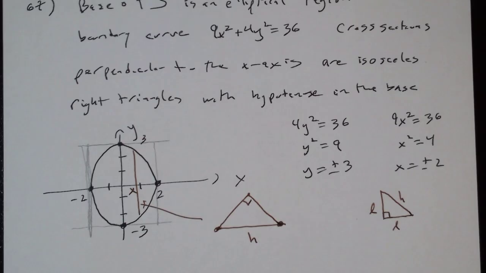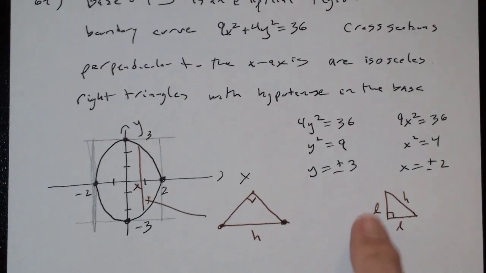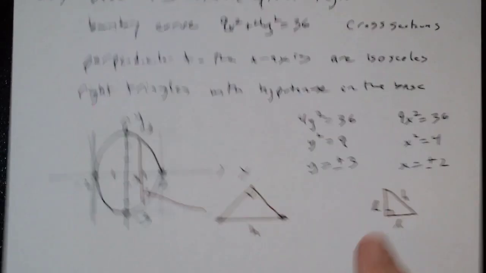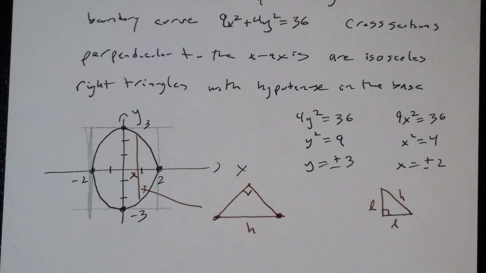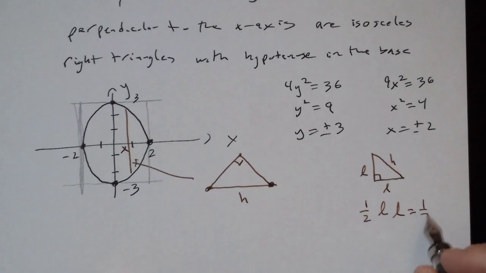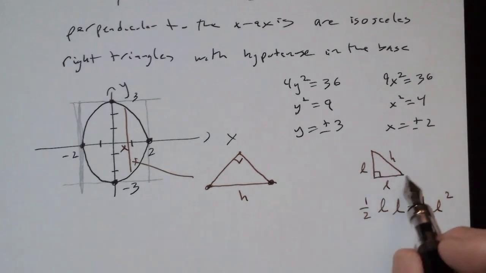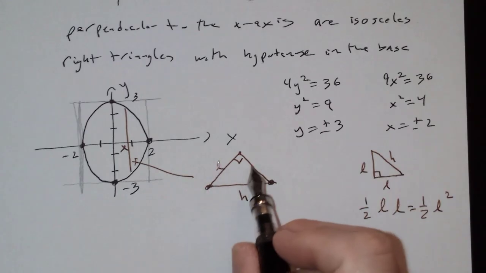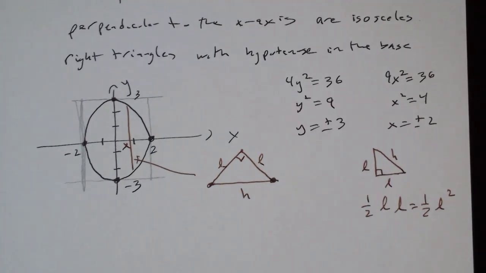Okay. If I can figure out how long H is, the hypotenuse of my right triangle, I can go over here and figure out the area, because I'll have a base and a height, and they'll be the same. So the area over here is 1/2 L times L, base times height. But here are the L's in this version of the triangle.